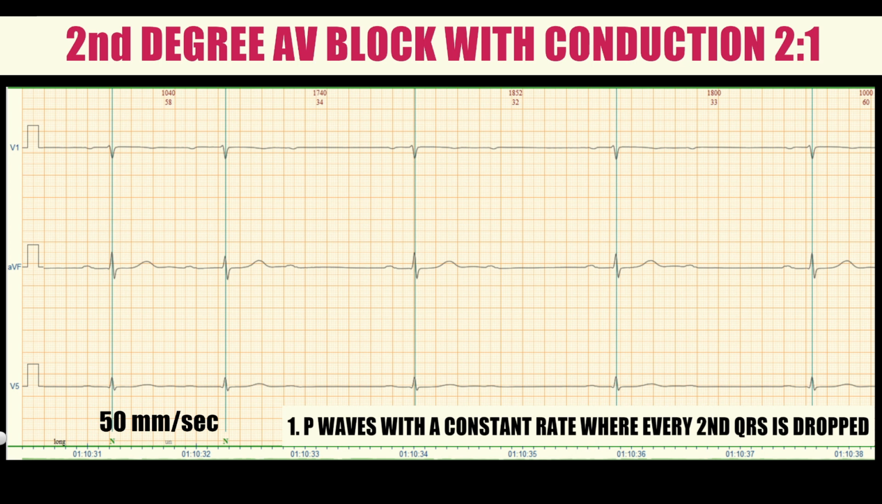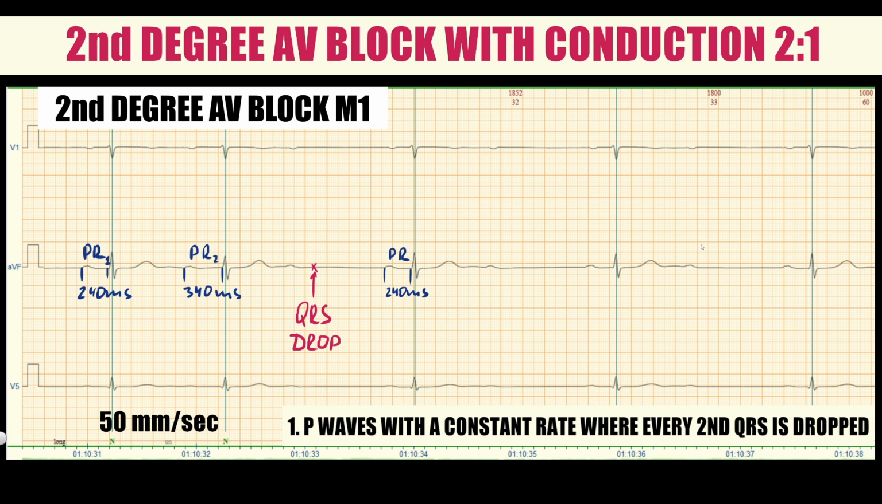Paper speed is 50 mm per second. P wave without QRS indicates QRS dropping. Before the drop, we see the progressive PR interval prolongation. PR after the pause is less than before the pause. All of the above indicates second degree AV block type Mobitz I.